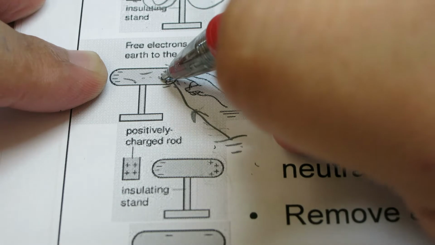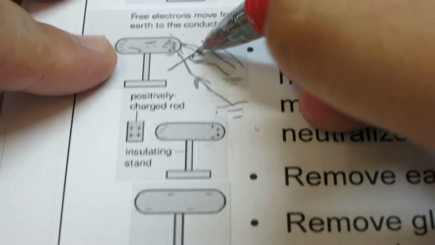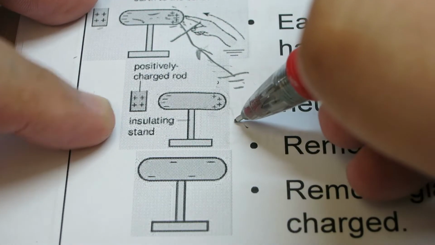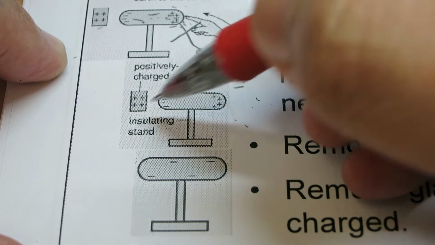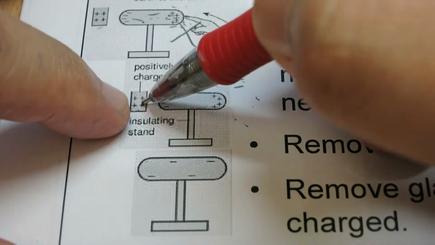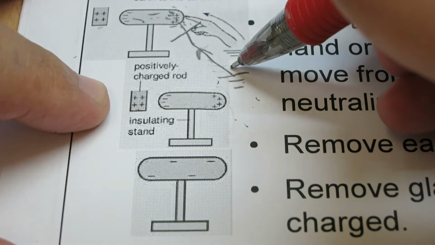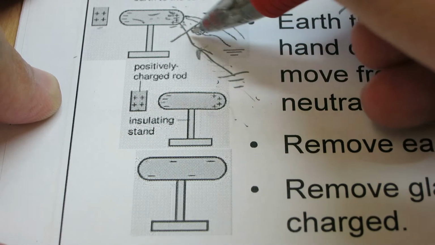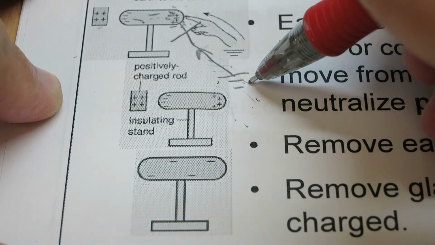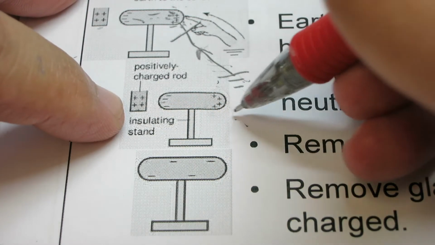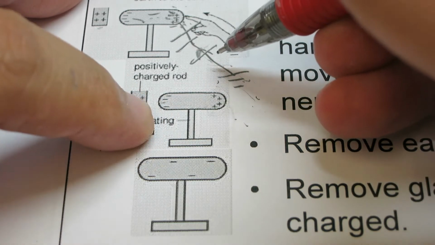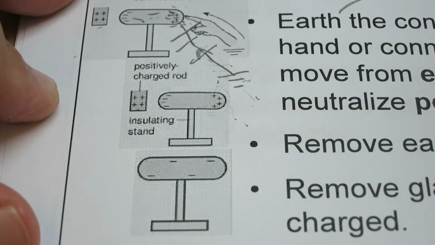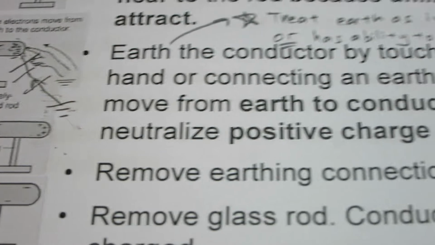Then once I have a net negative charge, I break the earth wire connection, which is what happened here, and then I remove the positive rod. Now, if you remove the positive rod before you break the earth wire, of course the excess electrons are all just going to go back down to earth to neutralize each other. Alright, so you must break the earth wire first, then you can remove the positively charged rod.